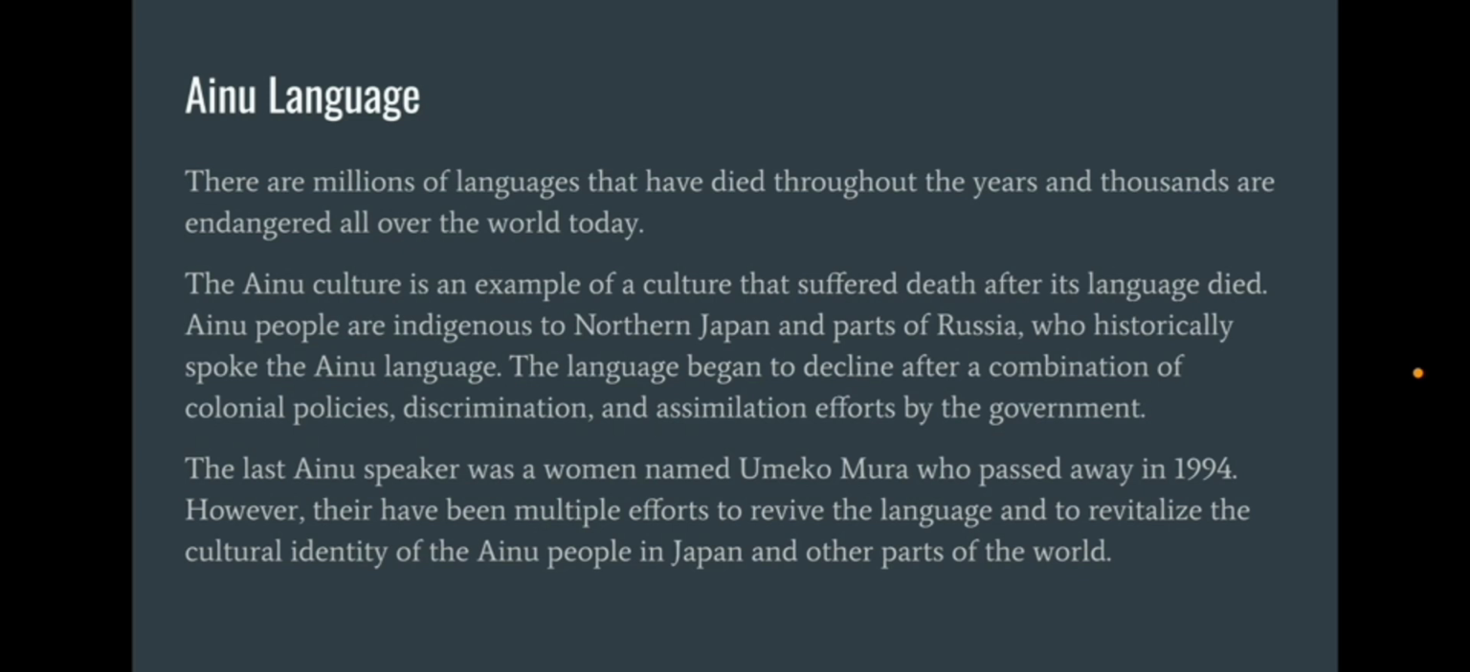Ainu people are indigenous to northern Japan and parts of Russia, who historically spoke the Ainu language. The language began to decline after a combination of colonial policies, discrimination, and assimilation efforts by the Japanese government, who wanted all people to speak Japanese and not have any issues with segregation, but this eventually killed off the Ainu culture because the language died.